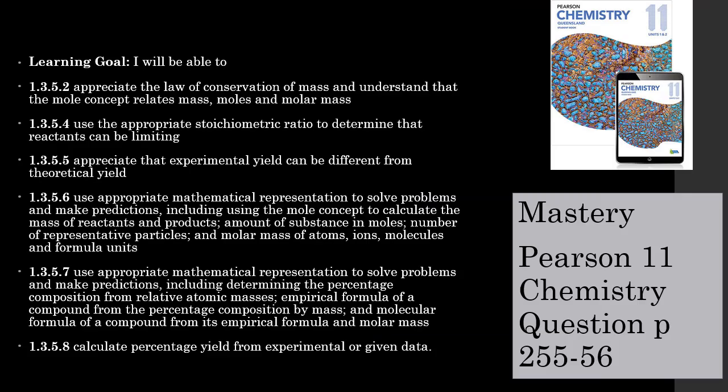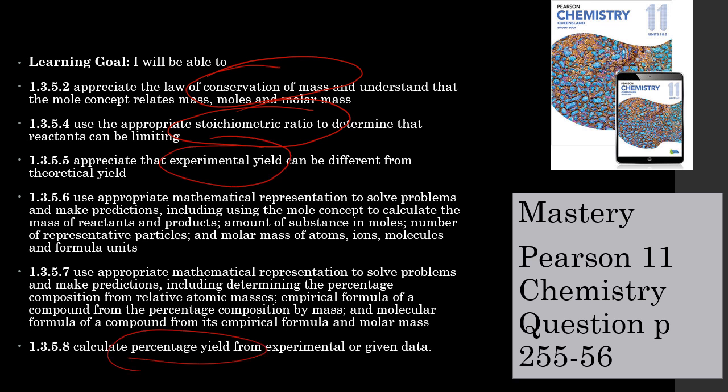So can you consider the conservation of mass? How are you with this stoichiometry, that's our mole ratios? Can you appreciate the difference between experimental yield and theoretical yield, and calculate the percentage yield using the appropriate mathematical representations? When you're happy with that, please have a go at these questions in your textbook.